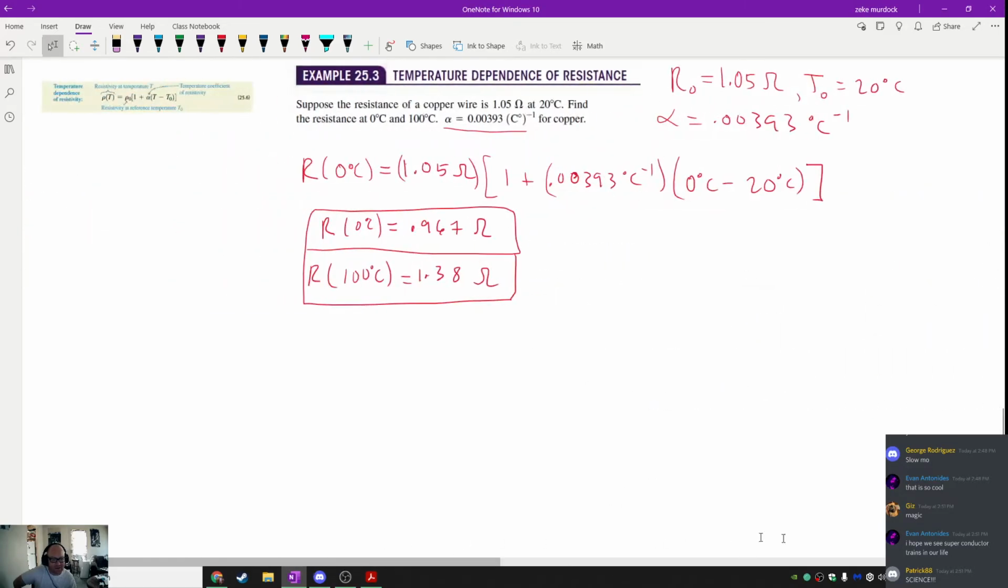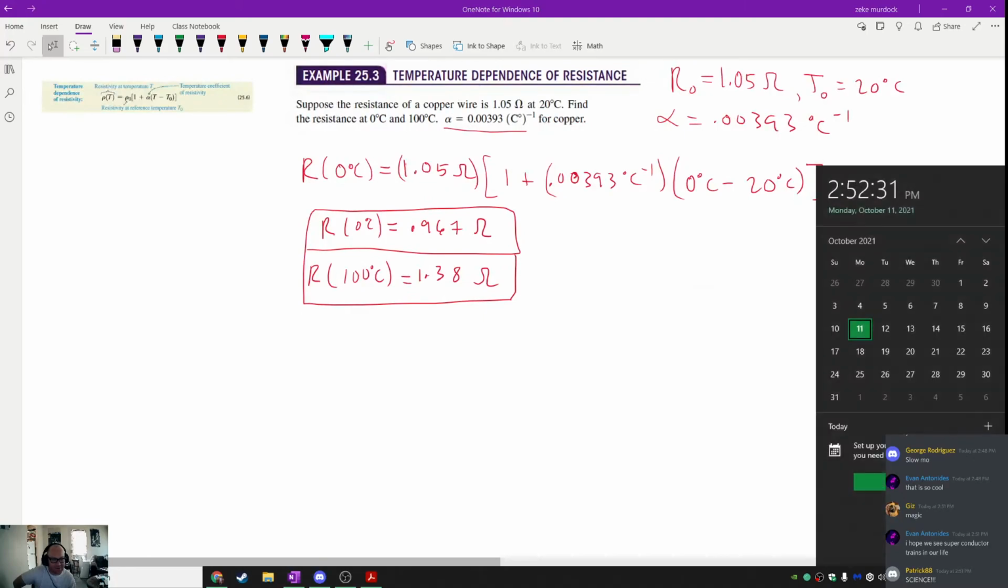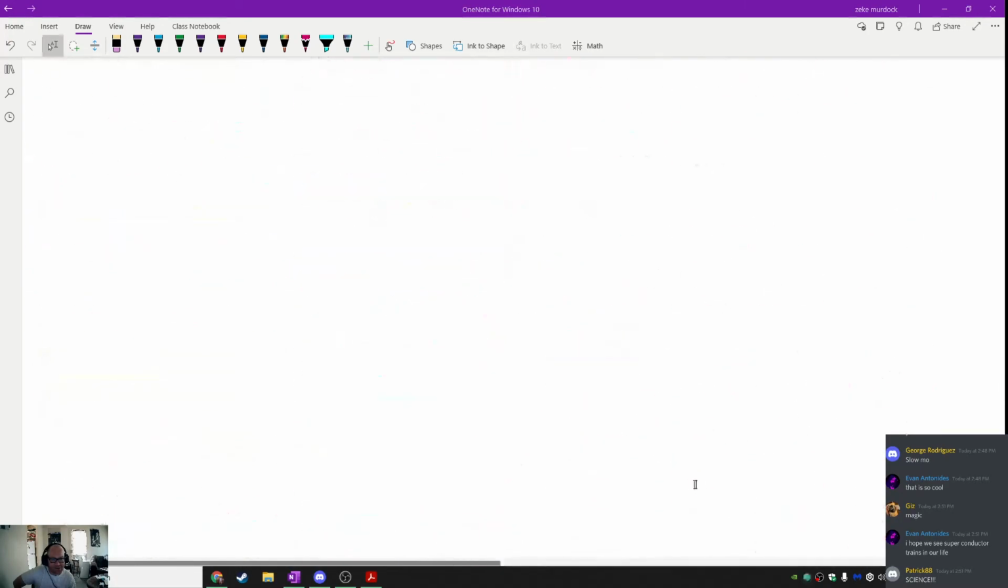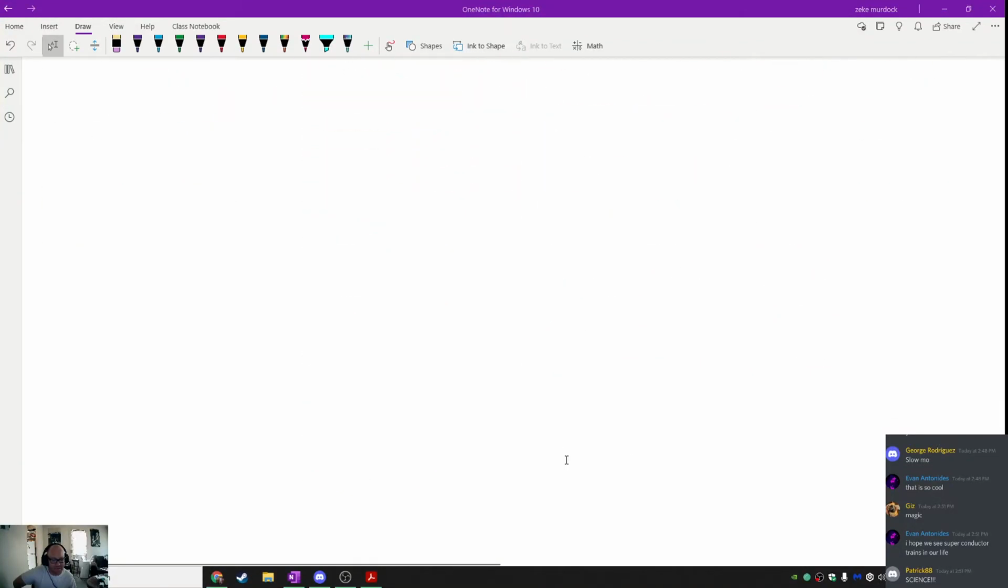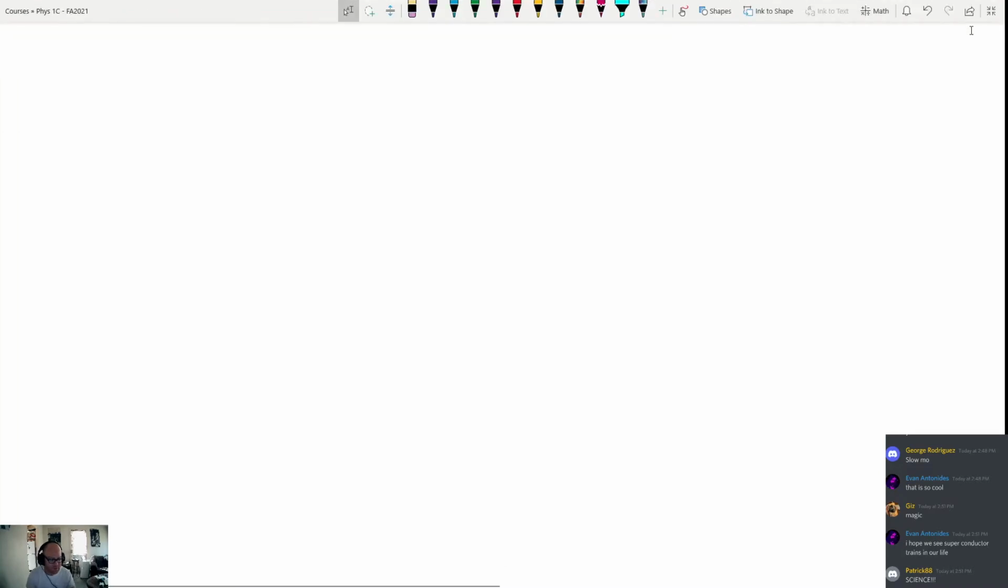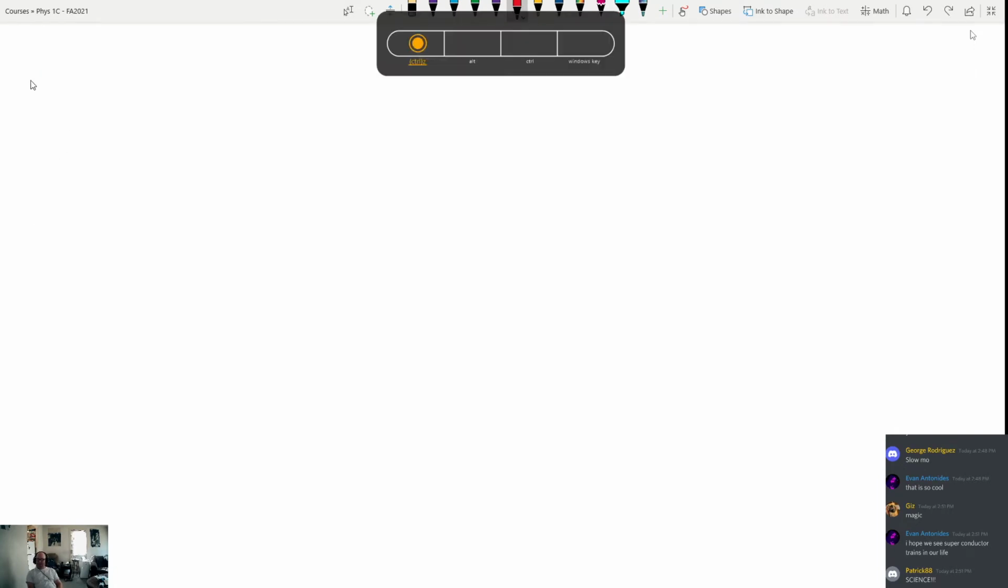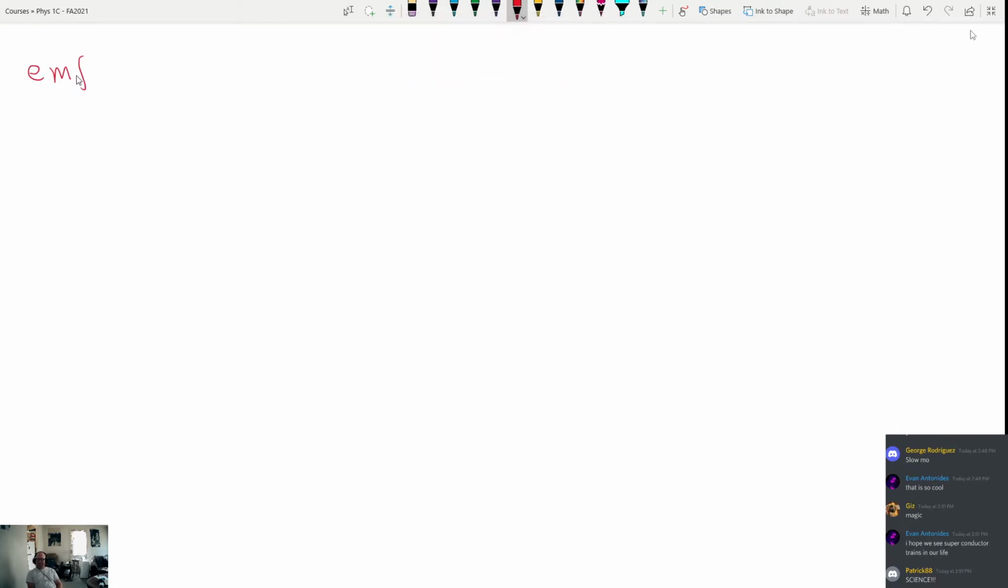Okay, so the next thing to talk about is, we're getting through things so much faster than I thought I would, EMF. That's the next topic, electromotive force. It's usually written as a lowercase, EMF, and it stands for electromotive force.